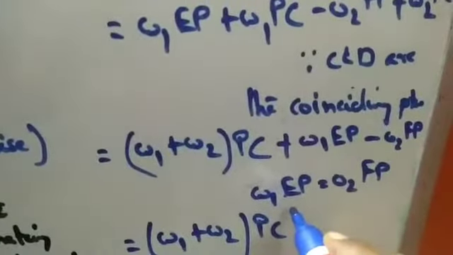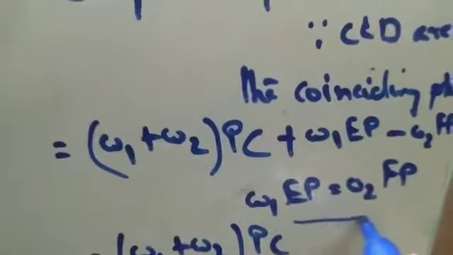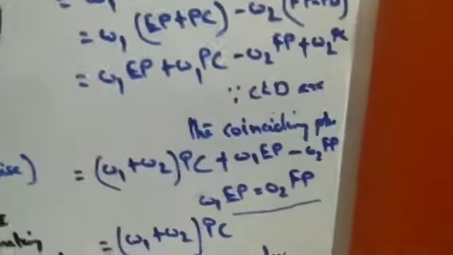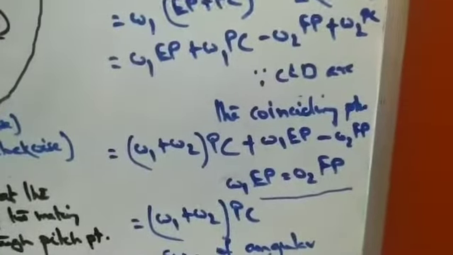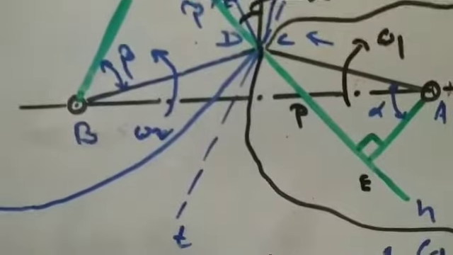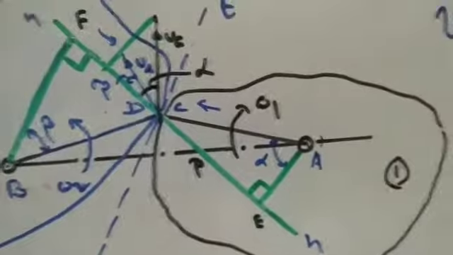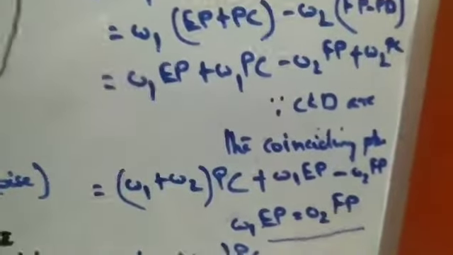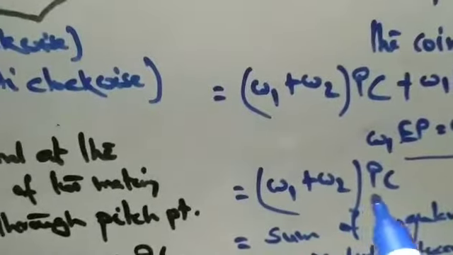In my previous lecture we have shown that omega 1 into EP is equal to omega 2 into FP. From similar triangles we could prove this, since omega 1 and omega 2 depend on AP by PB. So omega 1 into EP and omega 2 into FP cancel out, and we get the form omega 1 plus omega 2 into PC.